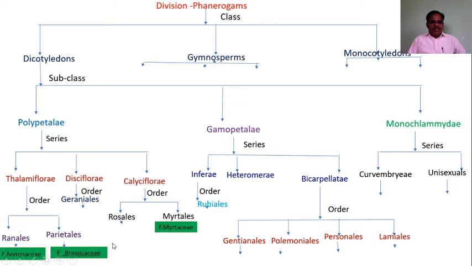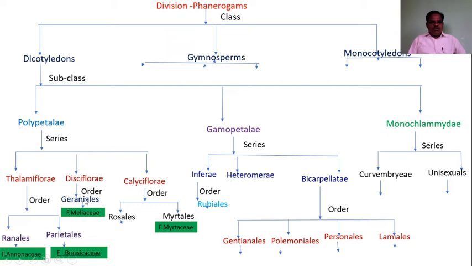Then family Brassicaceae. Brassicaceae, just like I told you, has parietal type of placentation. What are the characters of this one? The flower is tetramerous. Tetra means four stamens, four corolla, four petals are found there. The flower is of the tetramerous type. It is the character of this one. And very many members are used as vegetables.